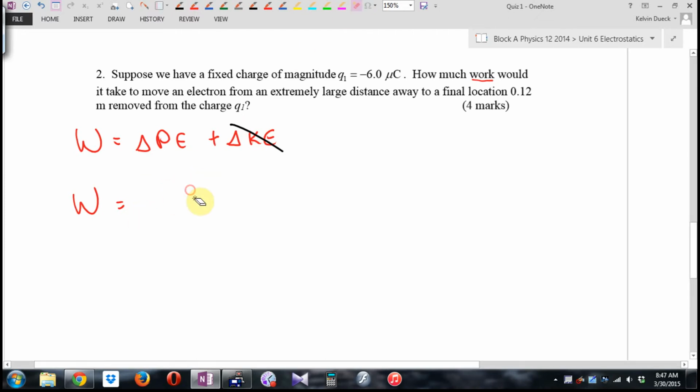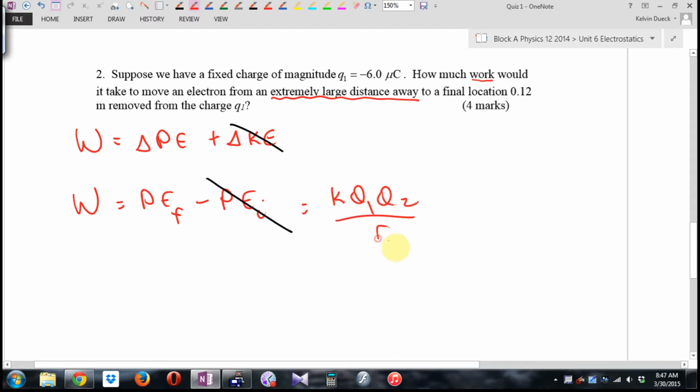They didn't tell me that, so I think it's going to be final minus initial. Oh, wait. My initial is infinity, which is 0. So this isn't as much, no pun intended, work as I thought it was going to be. It's just going to be K, Q1, Q2 over R final. The amount of work is going to be 9 times 10 to the 9th.